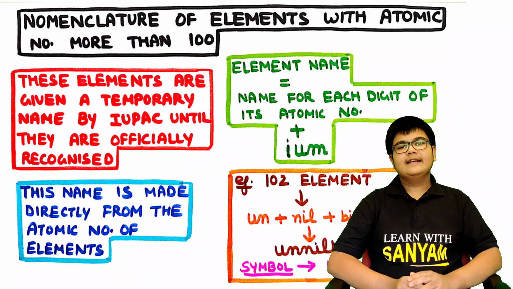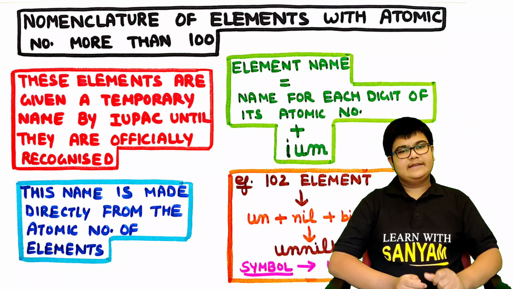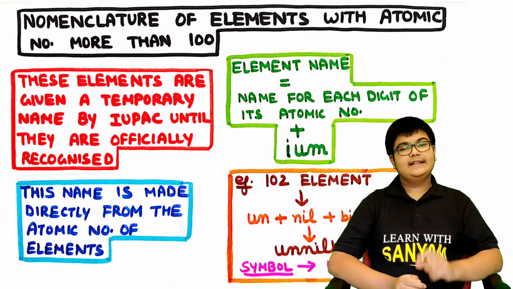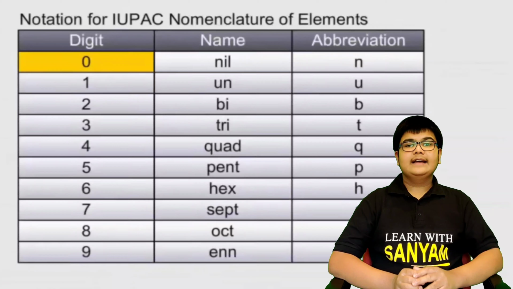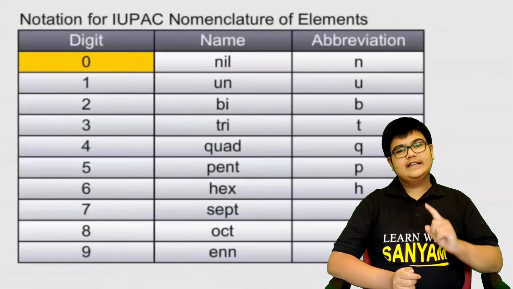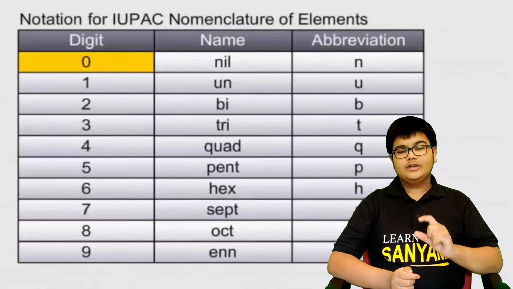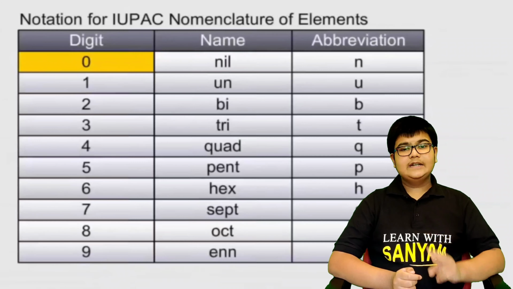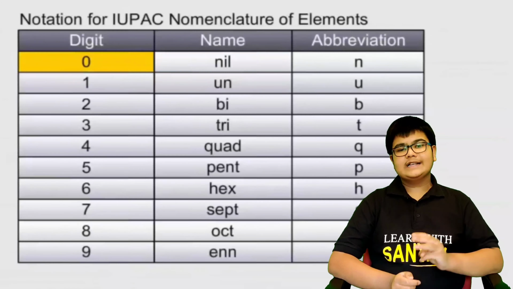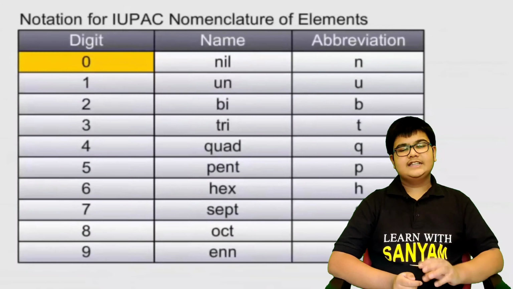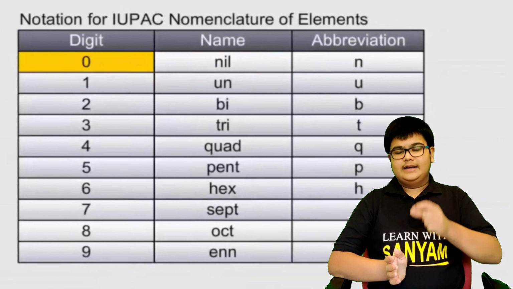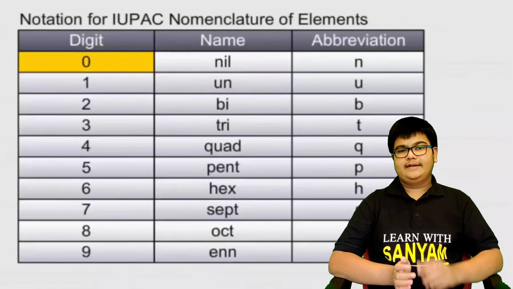So how is this name made? Let's understand that. Element name is equal to the name for each digit of its atomic number plus IUM in the end. So what we do is, we have given every digit a unique name. For example, the digit 1 has been given the name UN. The digit 0 has been given the name NIL. Similarly, digit 2 has been given the name BI. Digit 3 has been given the name TRI, that is try. So similarly, we give names to each digit from 0 to 9.